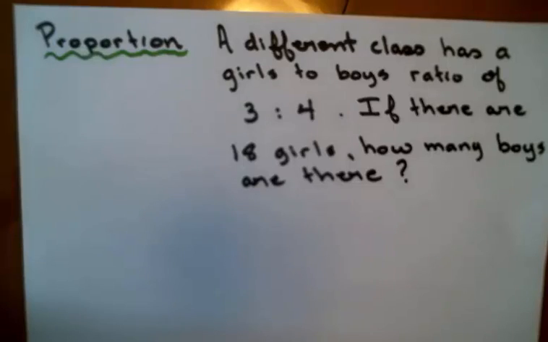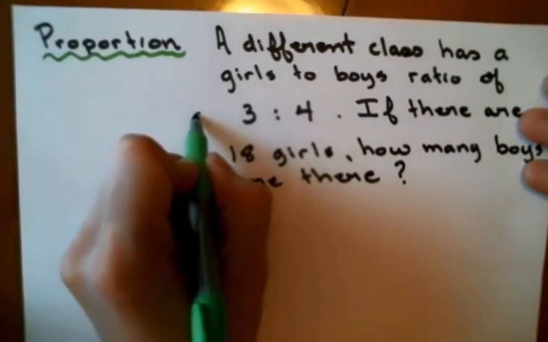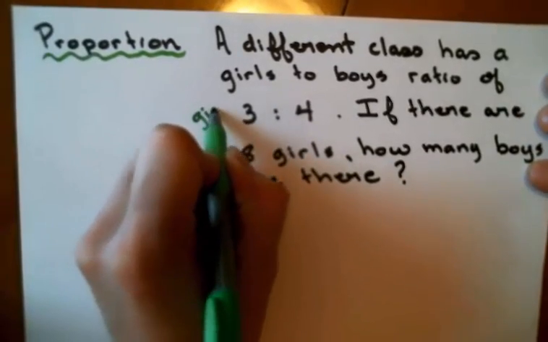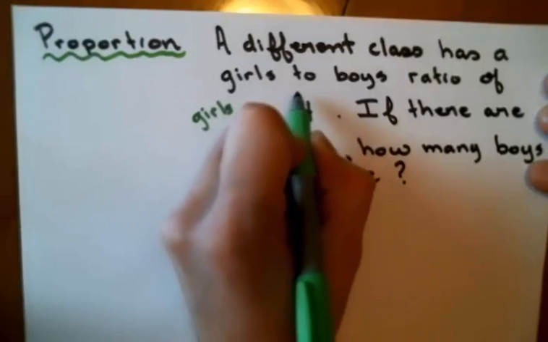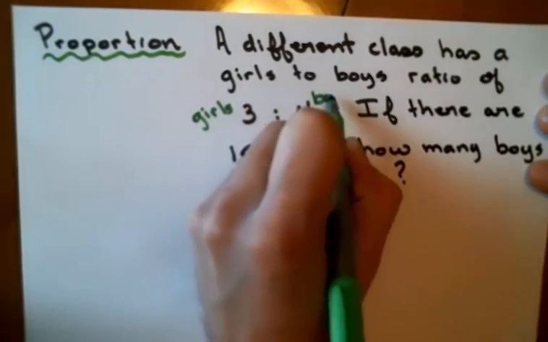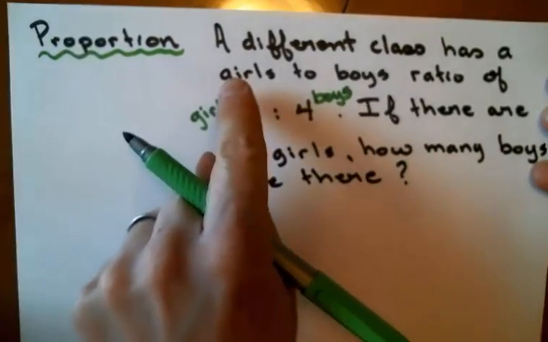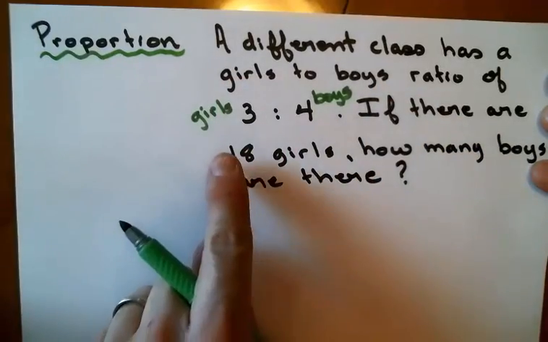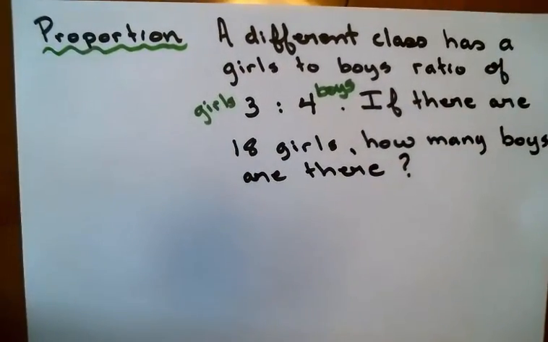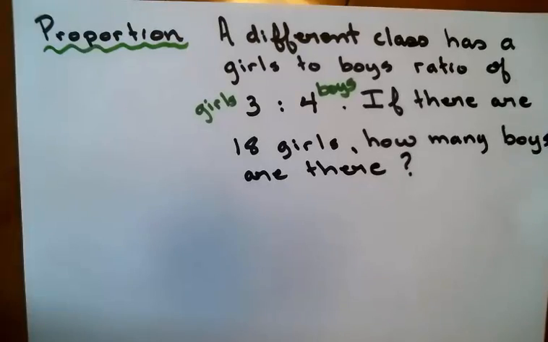We're going to look now at using proportions. So let's take a different class. And this class has a girls to boys ratio of 3 to 4. So that means there's 3 girls for every 4 boys. You have to read this in order. It says girls to boys, so that's girls to boys. And then there's known to be 18 girls total in the class. How many boys are there?